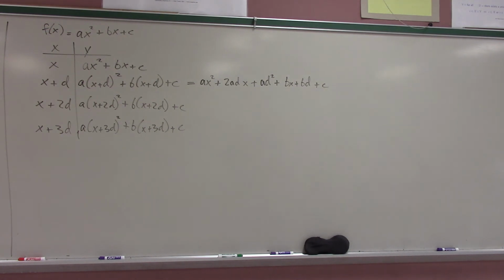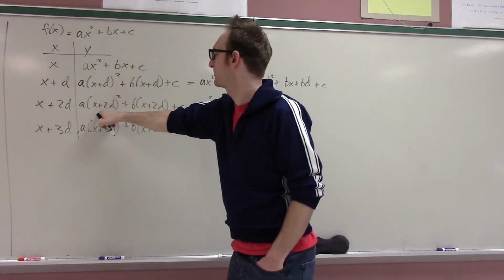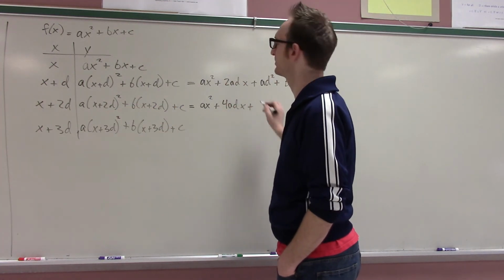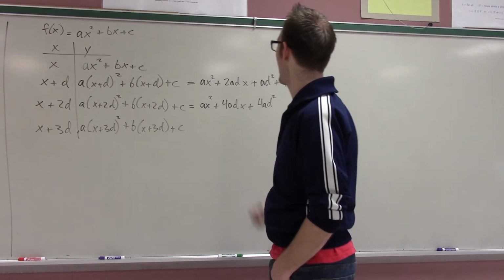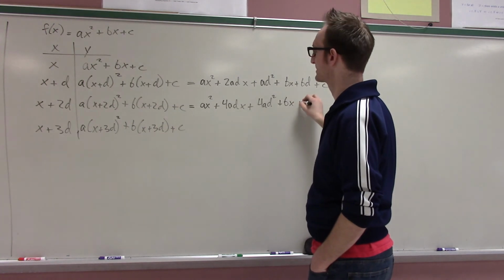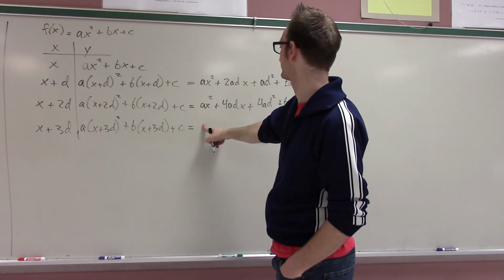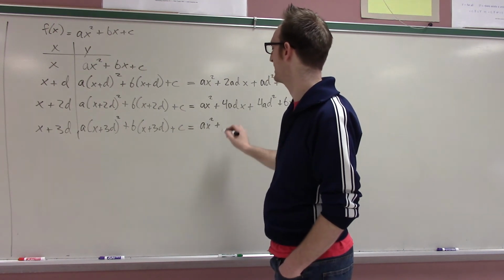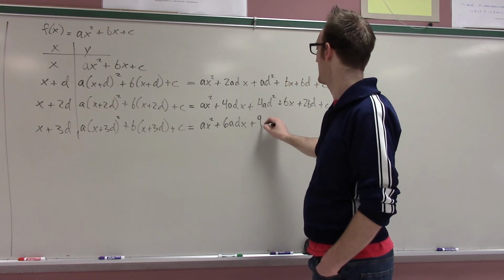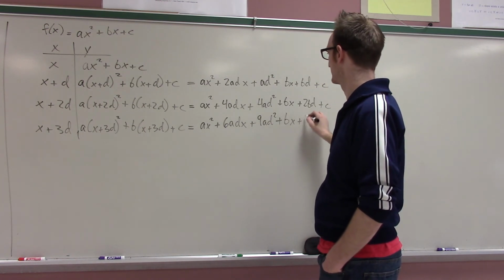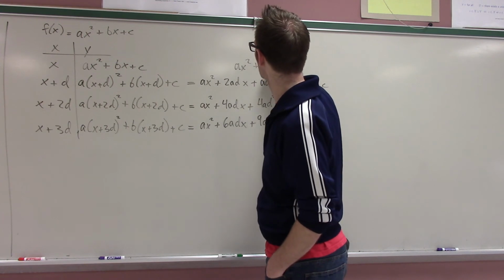Just barely. Right. And then here, what do we get? We get ax squared plus, that would be 4, so that's going to be a 4adx plus 4ad squared. And, plus more. Plus bx plus 2bd plus c. And this will be ax squared plus 6adx plus 9ad squared plus bx plus 3bd plus c. And then maybe I'll write the original back over here. It's ax squared plus bx plus c.